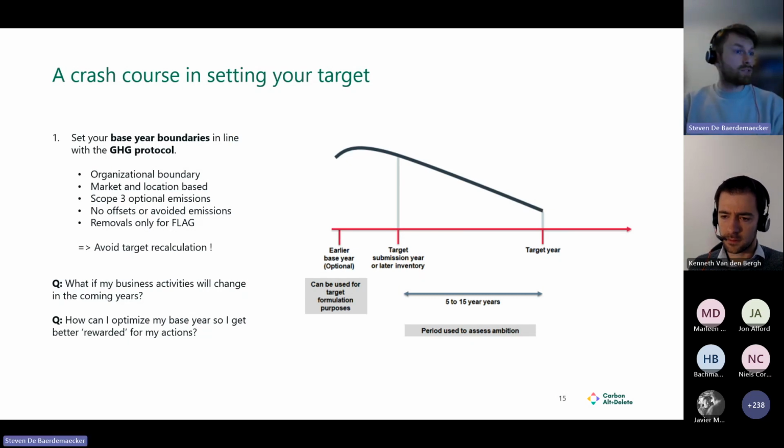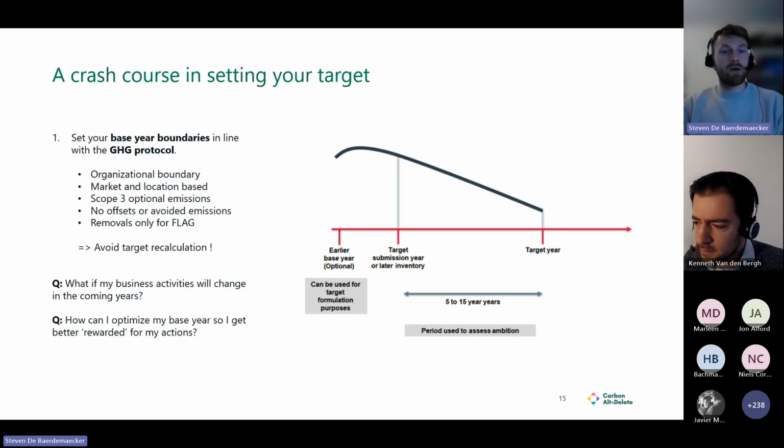Thirdly, scope 3, there are some optional emissions, also quite related to the minimal boundaries of your greenhouse gas protocol for scope 3 and your required or rather your optional boundaries. And a fourth point is really an important one.